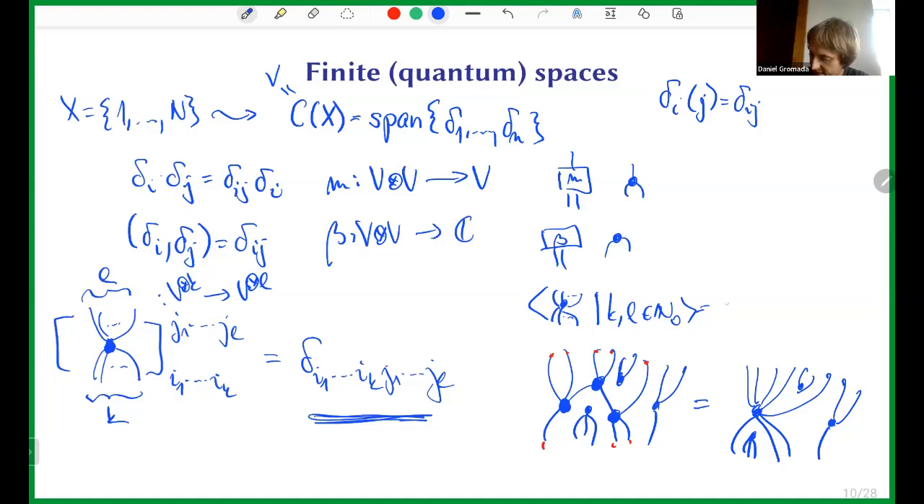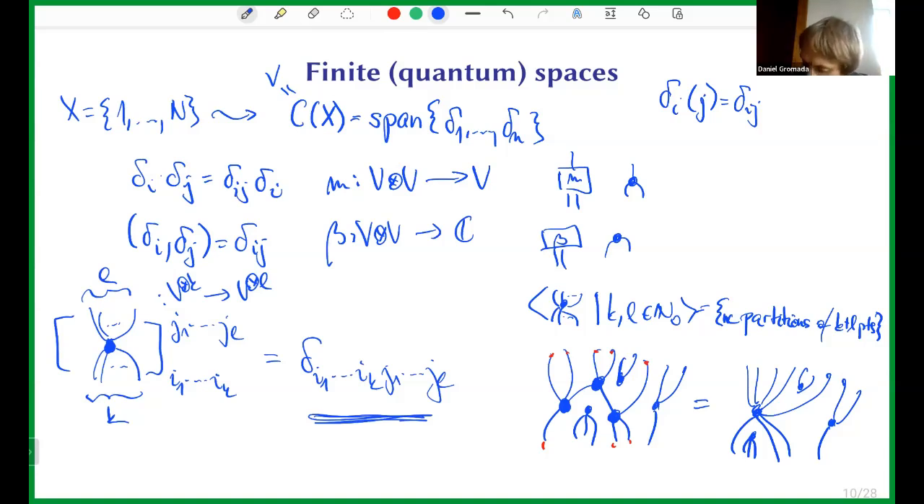So this is the set of all partitions of k plus l points. Well, actually not all partitions, because using these operations of tensor product, composition, and involution, I can only produce non-crossing diagrams. So this is actually the set of all non-crossing partitions. And if you fix the number of points, you know how many non-crossing partitions there are. That's actually the Catalan numbers. So from an infinite number of diagrams, I have just a finite number of diagrams.